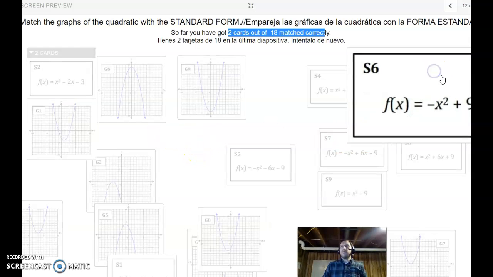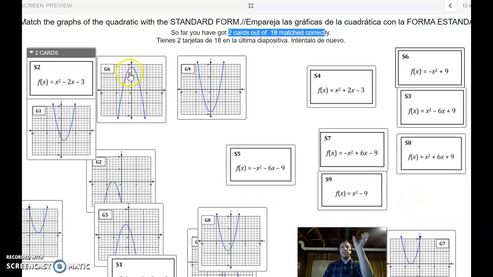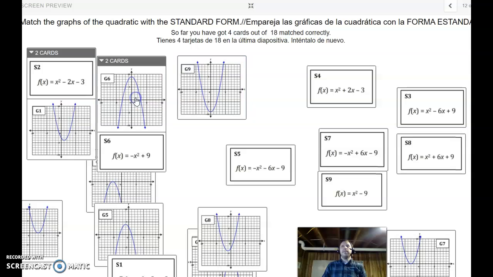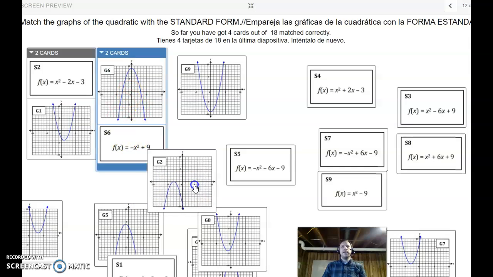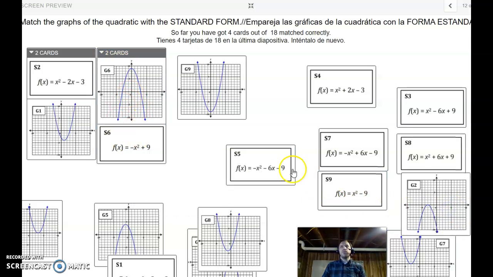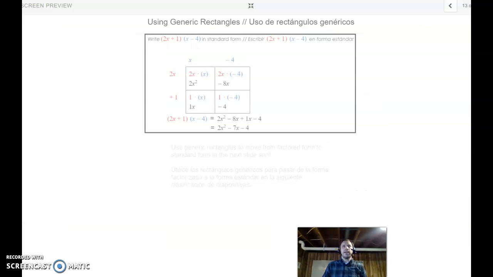If it doesn't have a middle term, it's going to go up and down the axis. So like G6, see how that doesn't go left or right? It doesn't have a middle term. And so that intersects at 9 and opens down because it's negative. And so you can see that one is another one done for you. So match these up until you get all of them correct. Jot some notes down so that you can compare them and you can use this on the test Thursday.